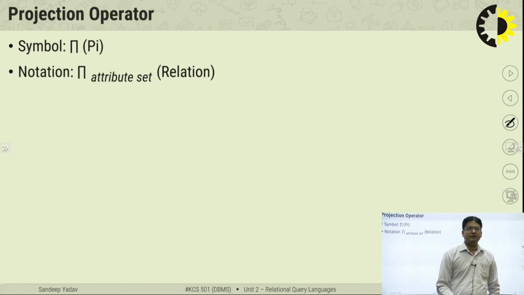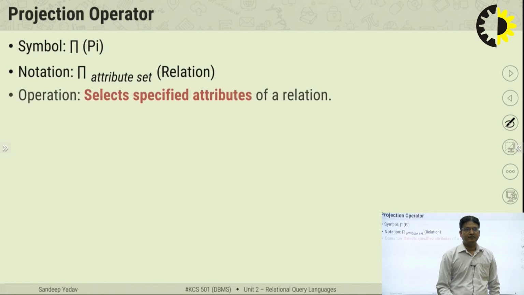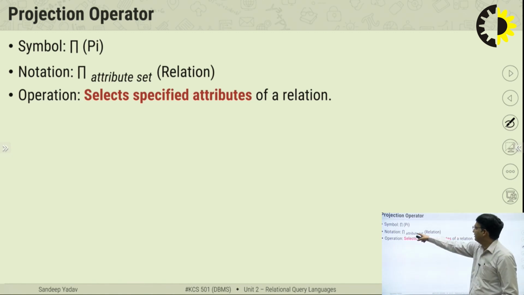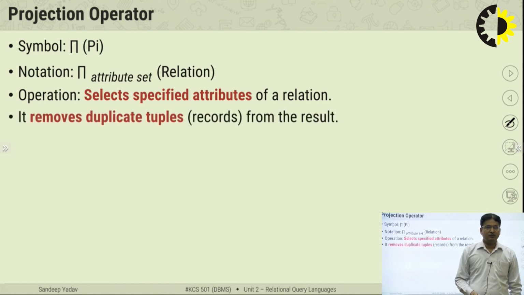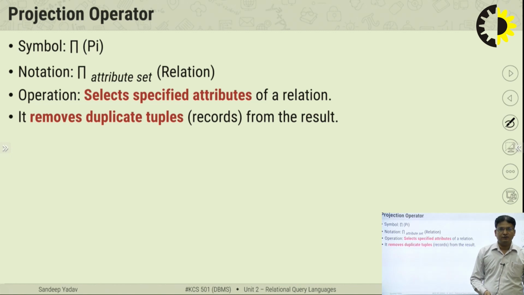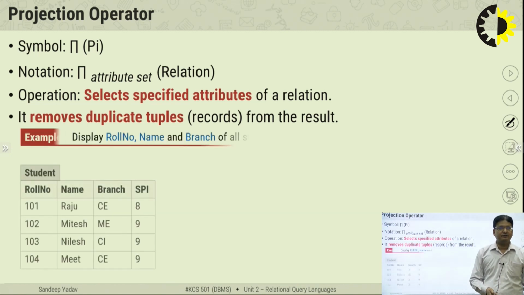Now how to notate it? Pi followed by the attribute set: attribute 1, attribute 2, up to n number of attributes can be mentioned in the subscript of pi, followed by the name of the relation. Now this operation will select the specified attributes, meaning whatever attributes we mention in this pi, attribute 1, comma attribute 2, up to attribute n, depending on the requirement. It also removes the duplicate tuples or records from the result.